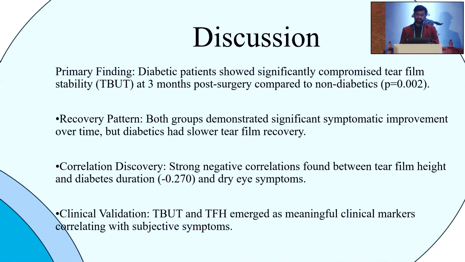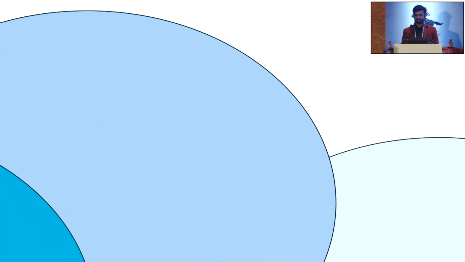We also discovered a strong negative correlation between the tear film height and diabetes duration for dry eye symptom. This correlation suggests that the longer the diabetes duration, the worse the post-operative dry eye outcome may be. Importantly, TBUT and tear film height emerged as meaningful clinical markers that correlate well with the dry eye disease and the post-op outcome. So also, it gave us the clinical validation for tear meniscus height and TBUT emerging as clinical markers for correlating with subjective symptoms of the patient.